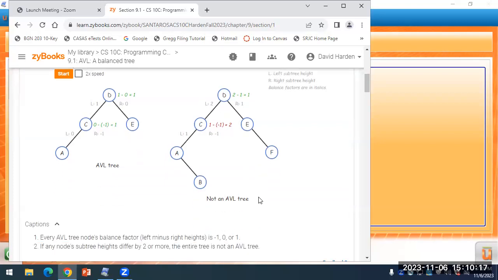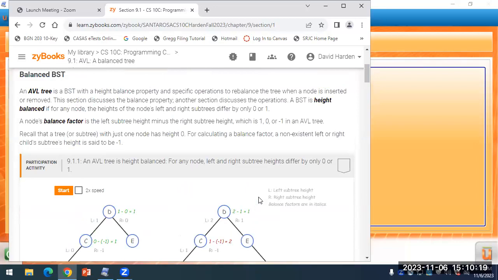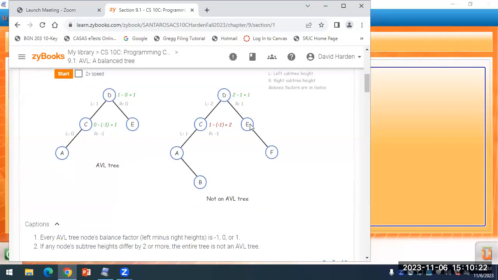I can't keep that term straight. The balance factor for E is 0. Oh, wait, yeah, -1. Now I'm getting confused. Okay, the left subtree here has a height of -1. The right subtree has a height of 0. Oh, okay. -1 minus 0 is -1. Okay.